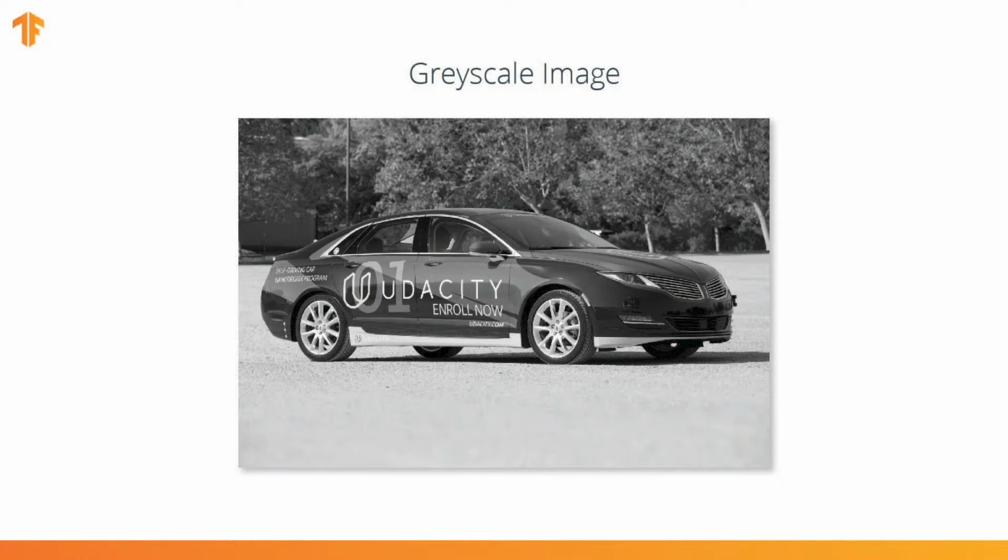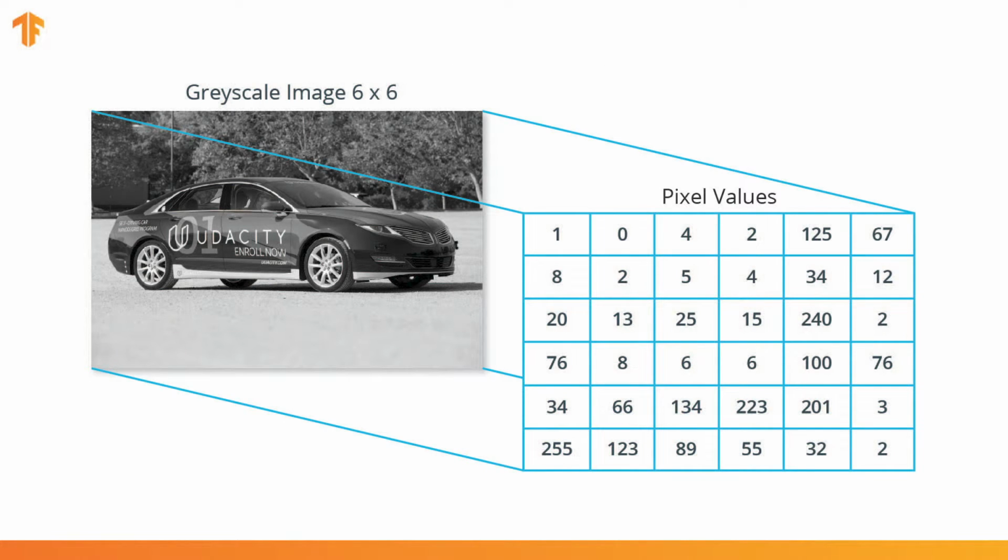A computer interprets this image as a two-dimensional array of pixels. Since this image is grayscale, every pixel will have a value between 0 and 255, 0 being black and 255 corresponding to white. Here we see an example of the pixel values for this 6 by 6 pixel image. As you know, when we process this image in our neural network, the pixel values will be normalized to a value between 0 and 1. But let's keep the original pixel value to keep our explanation simple.